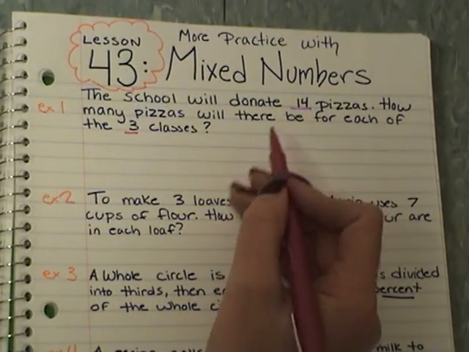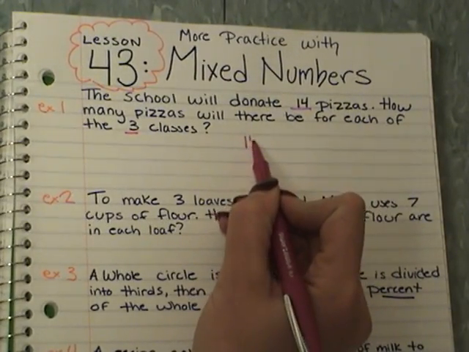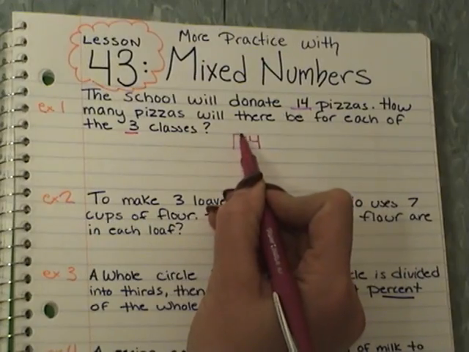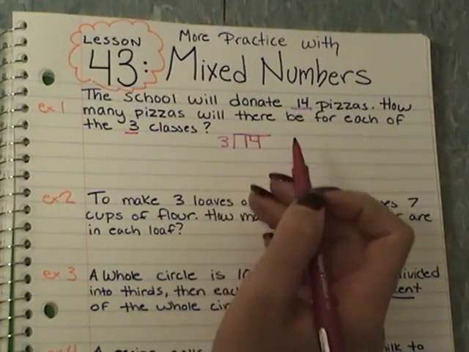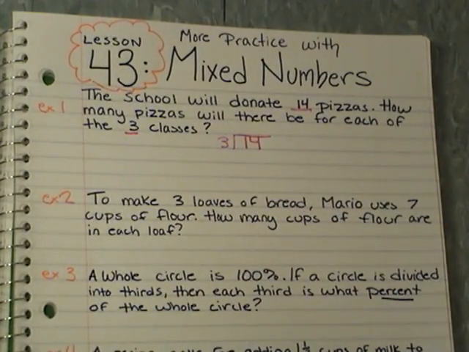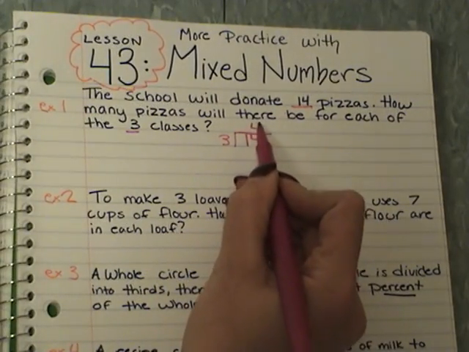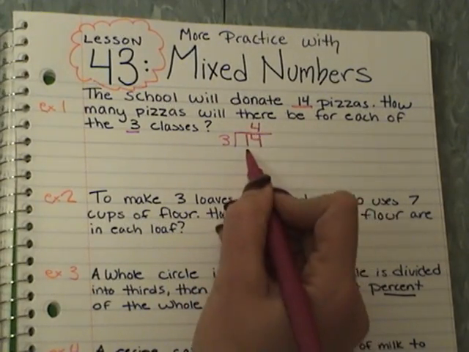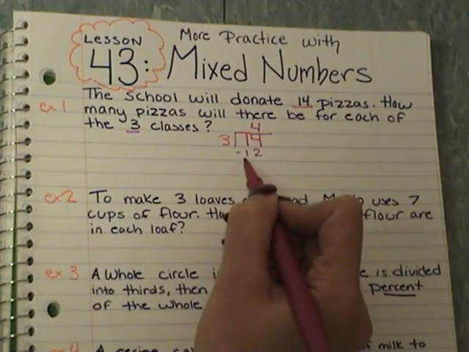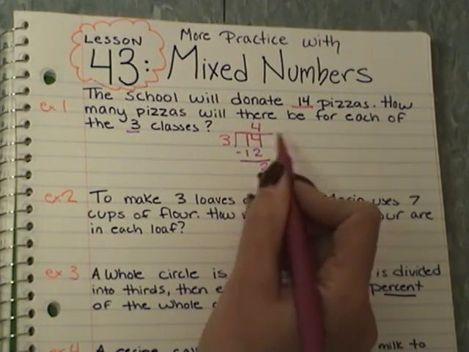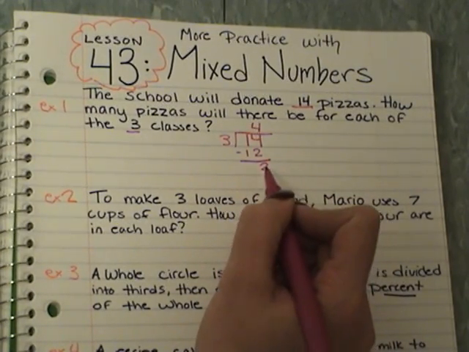Okay, so 14 pizzas. I'm going to divide them into 3 groups because I have 3 classes. This is a division problem that you should know pretty quickly. How many times can 3 fit into 14? I'm going to go with 4. 4 times 3 is 12, and I subtract. I have 2 left over. Now I have nothing to bring down, so 2 becomes my remainder.